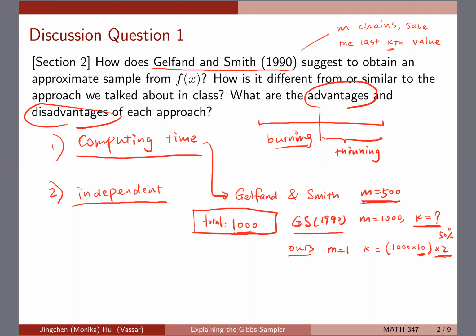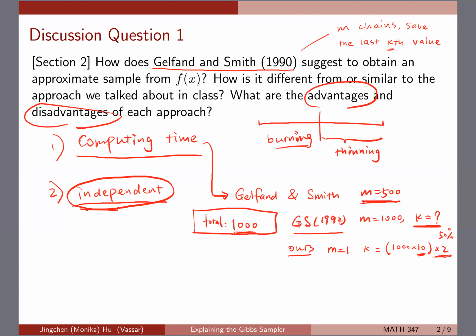Okay? So all of those together will be important to think about, in terms of maybe for some cases there are certain advantages to using one over the other, and in other cases you might want to use the other one. But I do want to mention how independent those draws are. That's definitely important because that's what we want to use to summarize our posterior. Okay, so that's the goal.